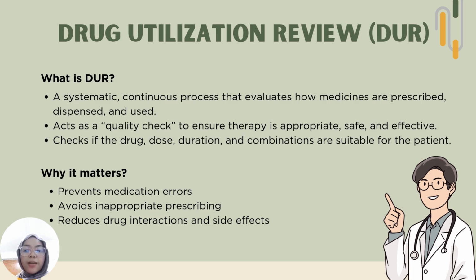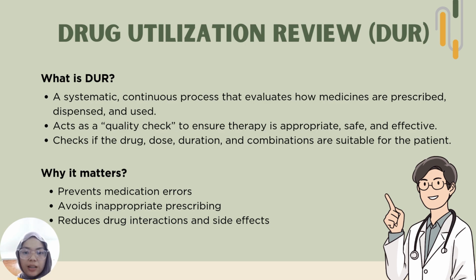Okay, next let me explain what is drug utilization review or DUR. DUR is basically a quality check to make sure the medicines are used safely and correctly. Through DUR, pharmacists and doctors will check if the medicine, the dose, and the duration are appropriate for the patient. This will help to prevent things like wrong dose, drug interactions, or unnecessary medication. In very simple terms, you make sure that the patient gets the right medicines in the safest way possible.